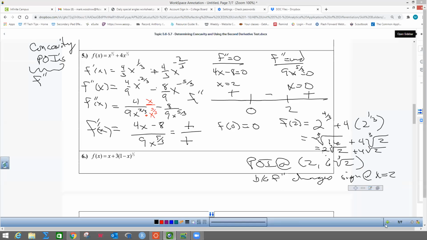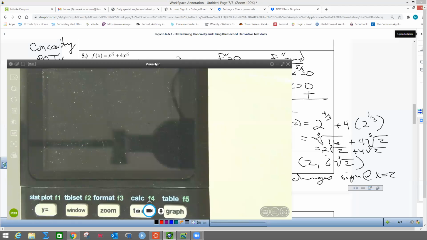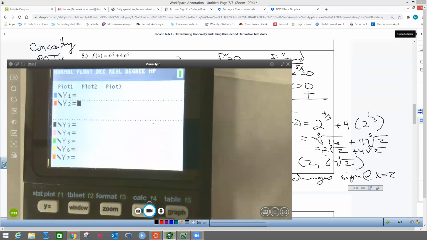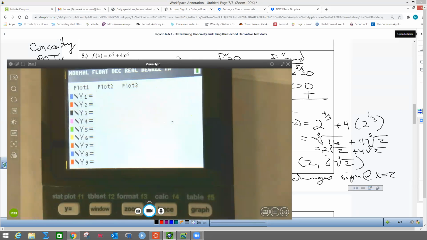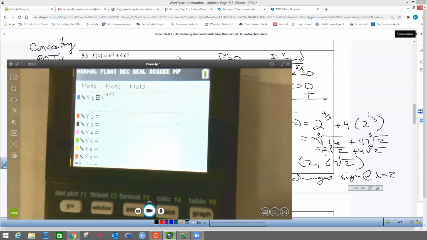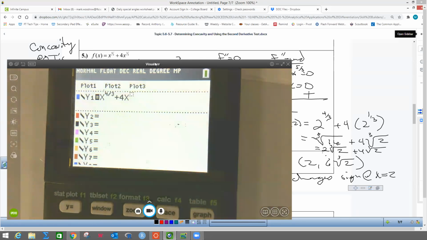So what I'm going to do here is pull up my calculator and show you. Hopefully we're going to be able to see this on the calculator. I might have to zoom in a little bit. I'm going to type in this original problem into my Y1 so you can look at it. Now, you will not be able to do a problem like this on your calculator, but I want to show you what it looks like. So I'm going to take x raised to the 4 divided by 3 power plus 4x raised to the 1 divided by 3 power. And I'm going to graph that.